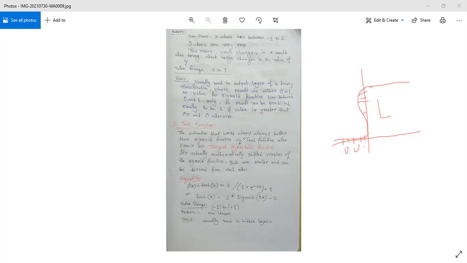Then comes the tan function. The tan activation function is generally called the tangent hyperbolic function. It is an activation that works almost always better than the sigmoid function, and the tan function is nothing but a sigmoid function multiplied by 2. Look, this is 2 divided by 1 plus e to the power minus 2x, minus 1. A tan function is just like this.